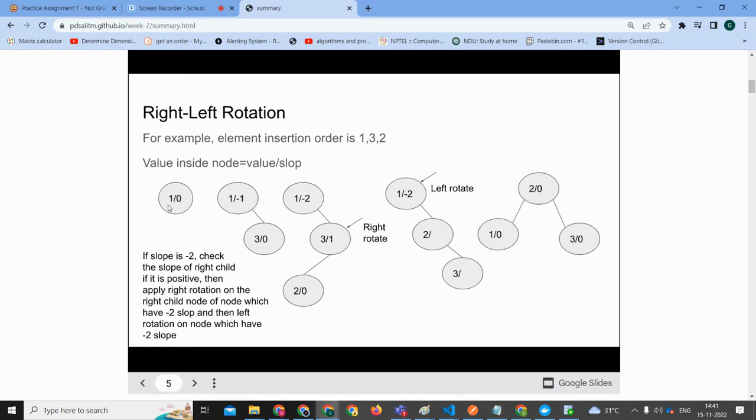If we have 1, 3, 2: 1 you have only one node, then you're inserting 3, which goes to the right, then you're inserting 2. This is how the tree is. Is this balanced? No, right?